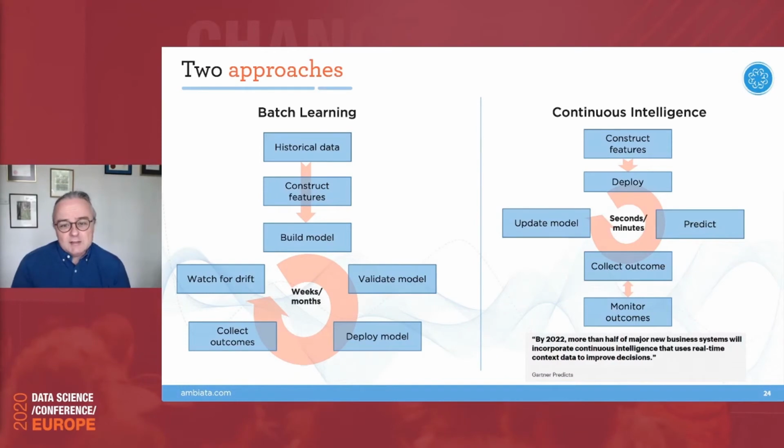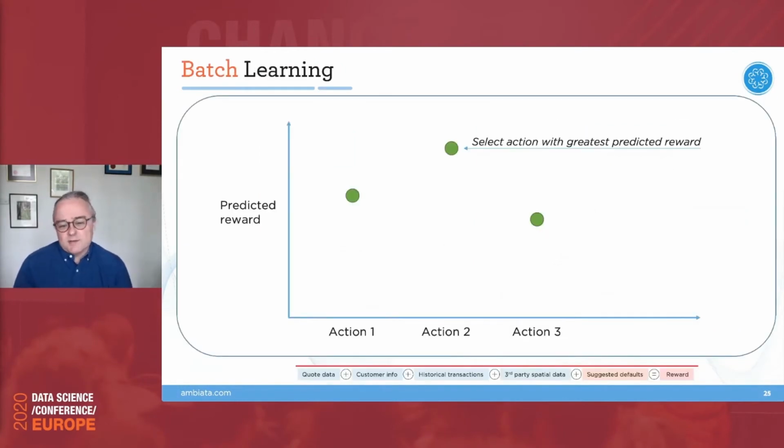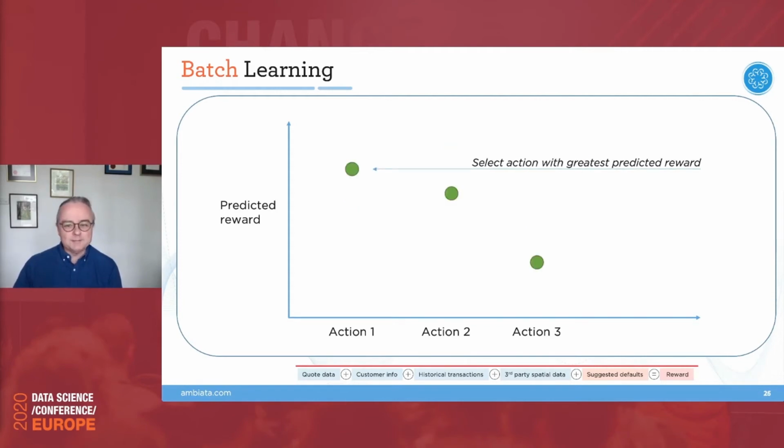Now, batch learning, typically what you do when you have, say, 3 actions, you'll make a prediction for each action what the outcome is going to be, and you'll select the action with the greatest predicted reward. In this case, you'd be selecting action 2. Here's another example where the greatest reward would be action 1, and you'd select that one.